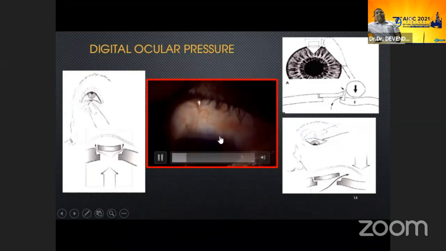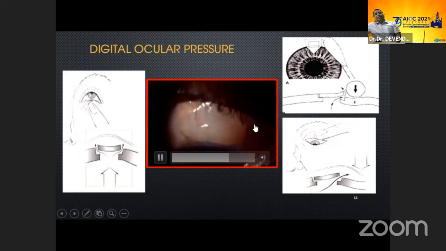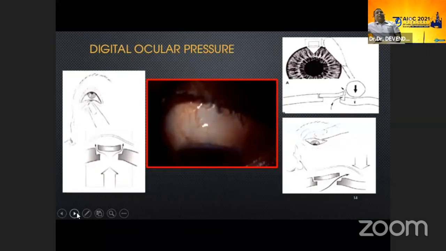I usually do all my ocular massage under the slit lamp. So pressing the inferior part, you see the bleb is nicely elevated. We can wait for some time, we can give the steroid and avoid suture lysis in the early period.